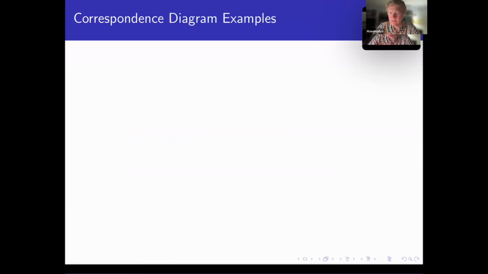So correspondence diagrams, we're not going to spend a whole lot of time with this, but I'm going to move to the whiteboard just to show you some examples of what would be a function and what would not be a function. Okay, so now we're on the whiteboard.